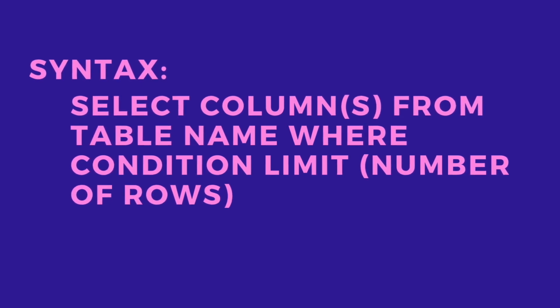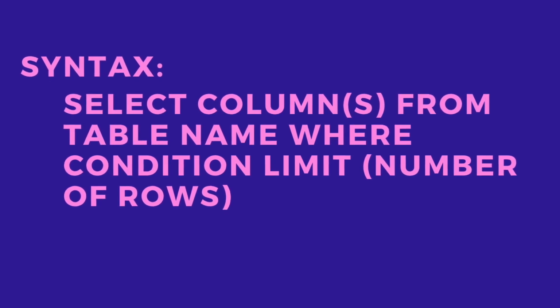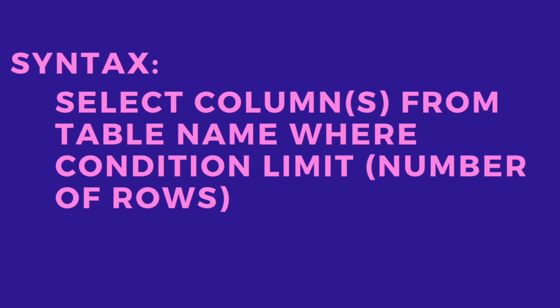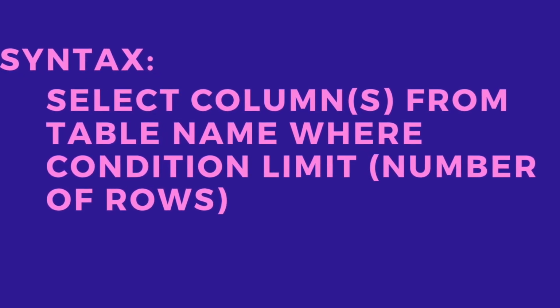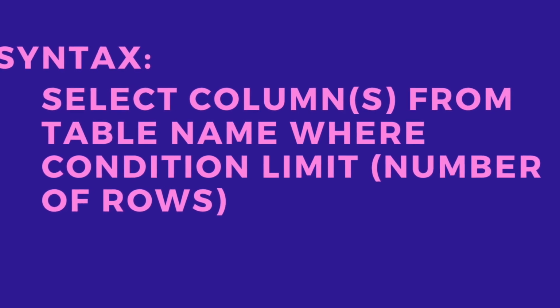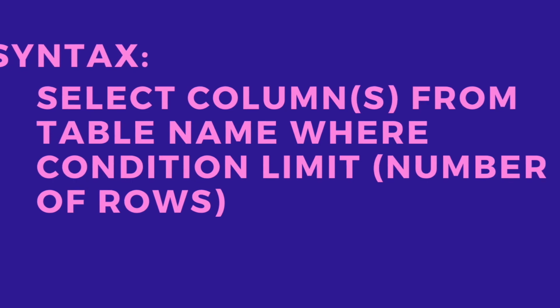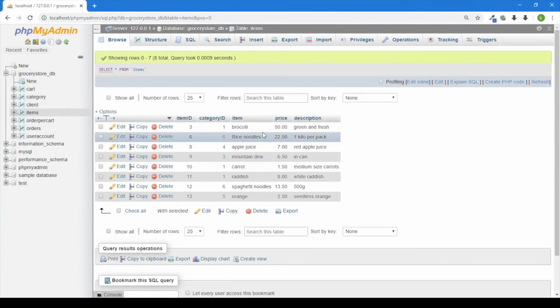Syntax for using this keyword is select column or columns from table name where condition limit, then the number of rows. This syntax is general. You can select a specific column or columns, add condition, and even use order by keyword. Let's create query in our items table. Currently, we have this data in our table.